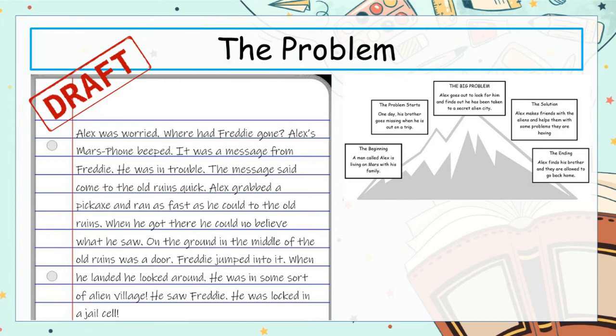On the ground in the middle of the old ruins was a door. Alex jumped into it. When he landed, he looked around. He was in some sort of alien village. He saw Freddy. He was locked in a jail cell.